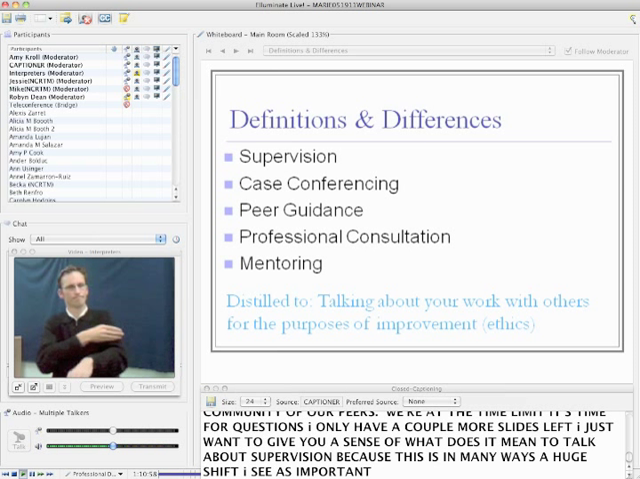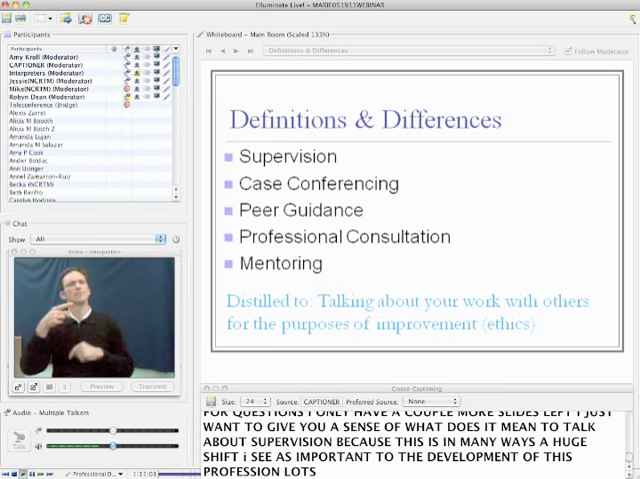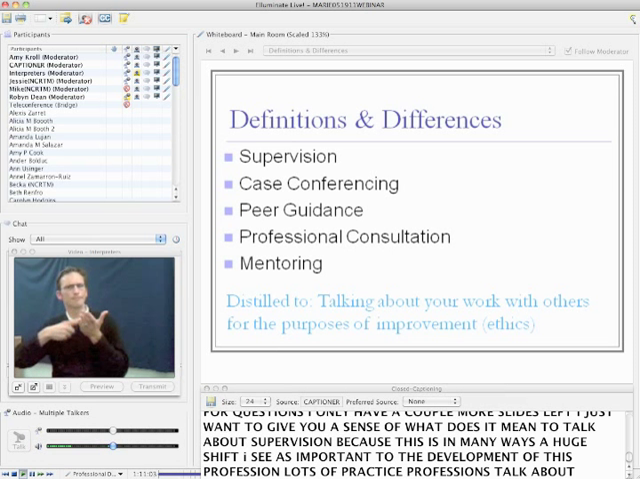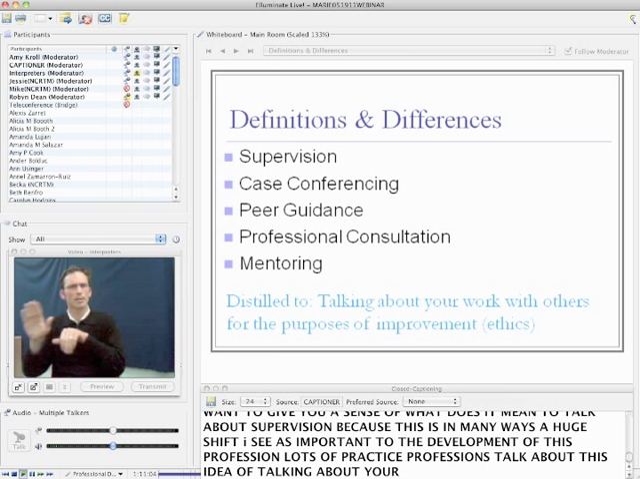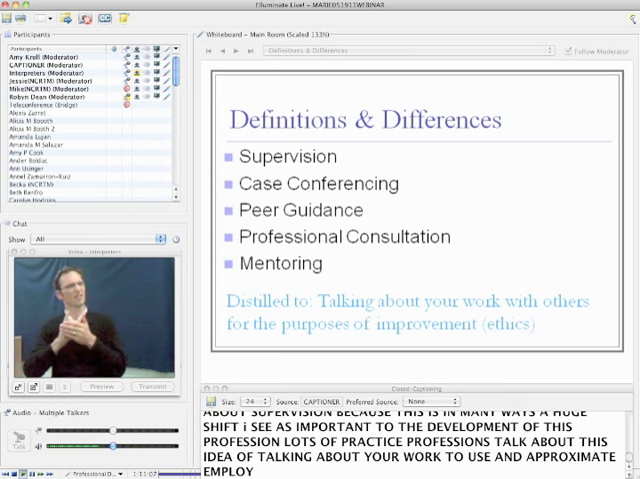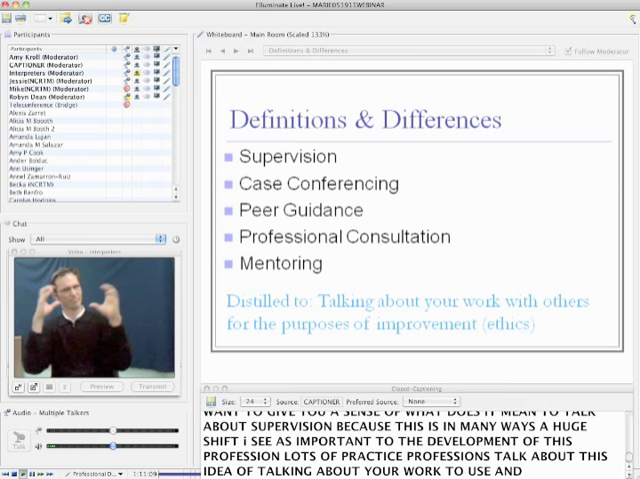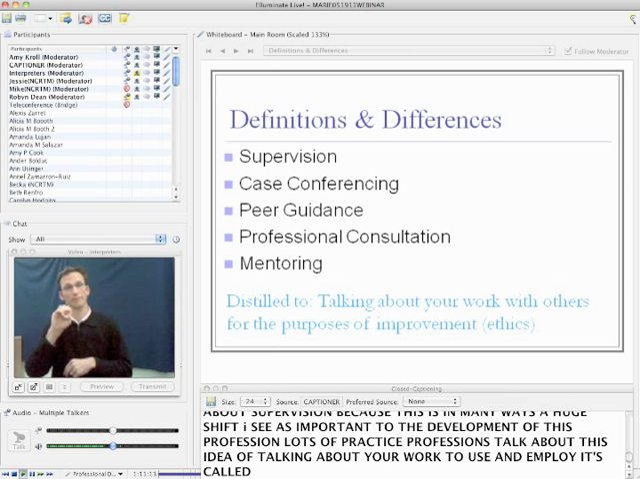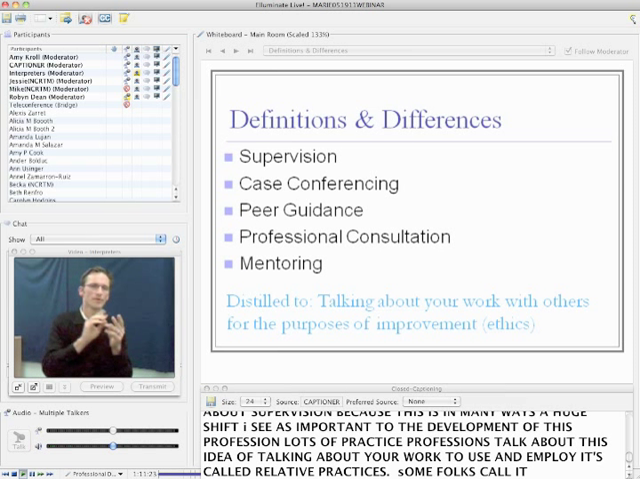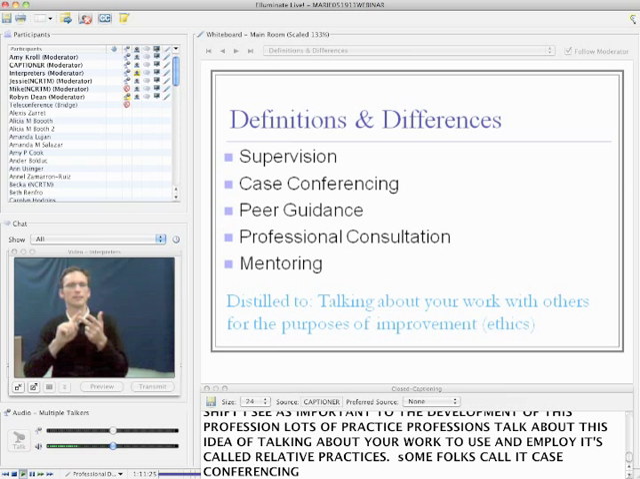Lots of practice professions talk about this idea of talking about your work and employ this technique. It's called reflective practice. You think about your work, you talk about your work, you share your decisions with your colleagues. Some people call it supervision. That's used in the field of psychology and social work. Some folks call it case conferencing, peer guidance, professional consultation. It certainly could even be considered an aspect of mentoring.